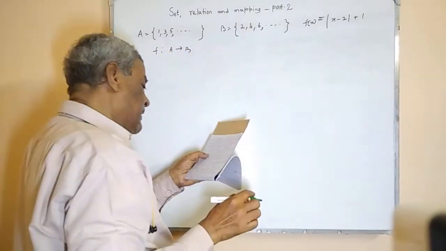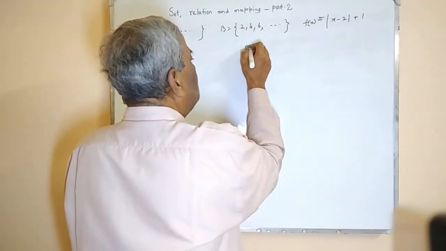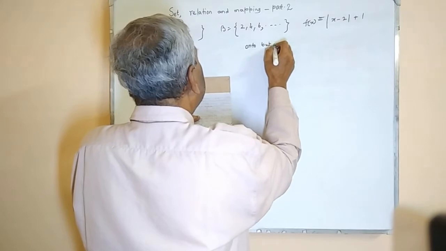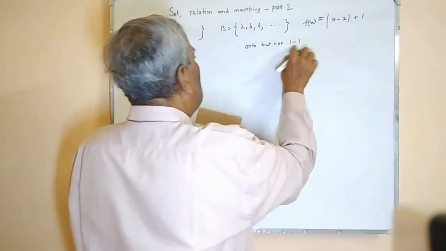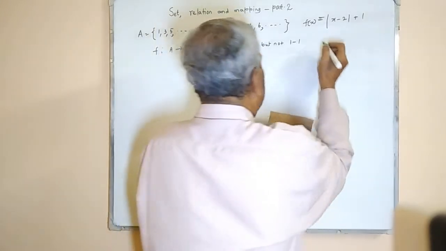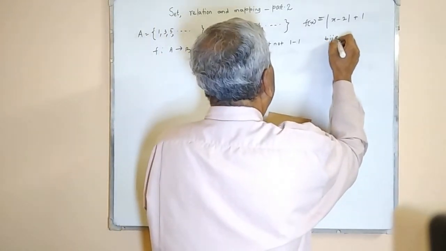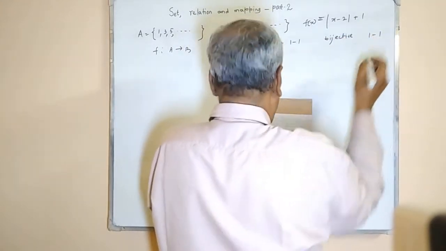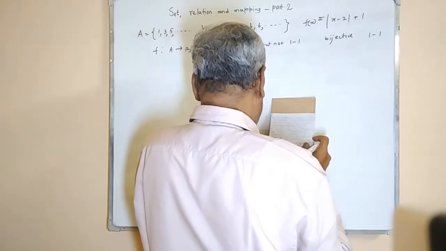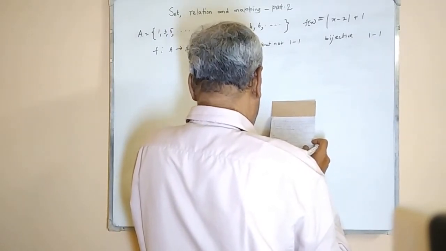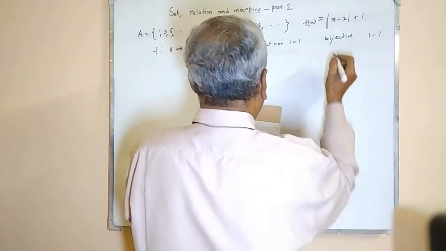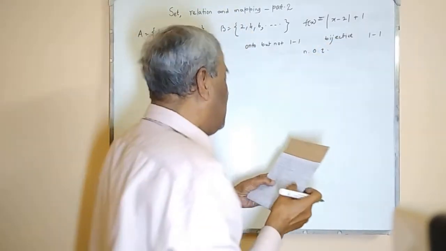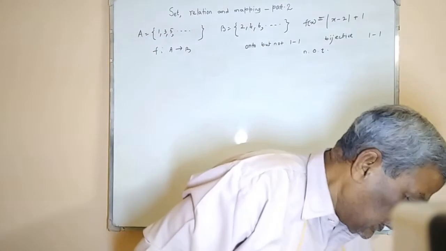This function is: first option, onto but not 1-1. Second option is bijective. Third option is only 1-1. Fourth option is none of these. Okay, now let us start the problem.